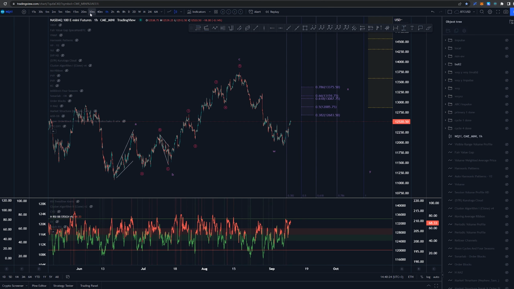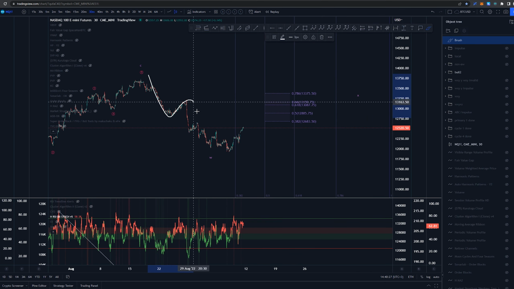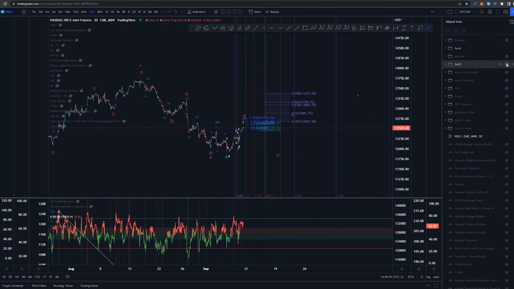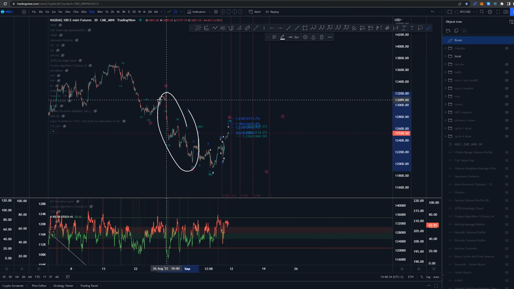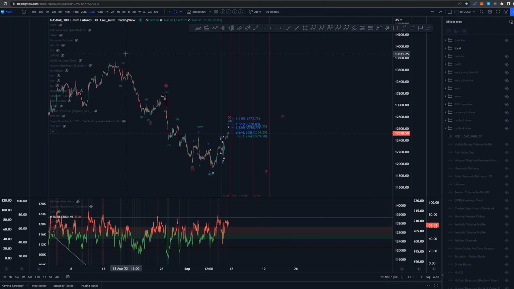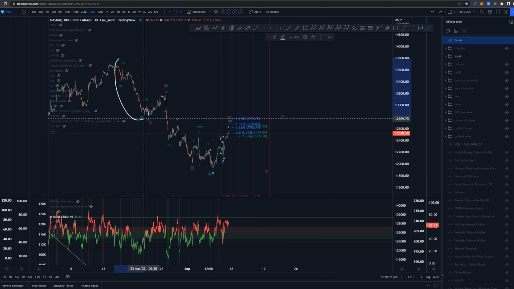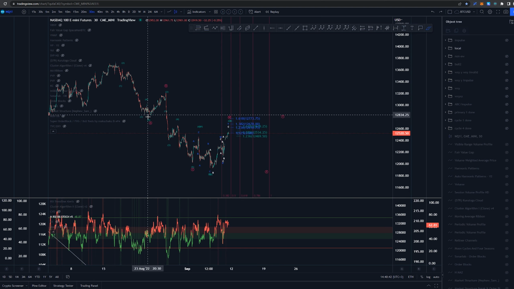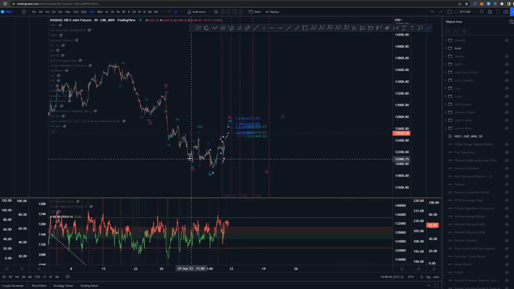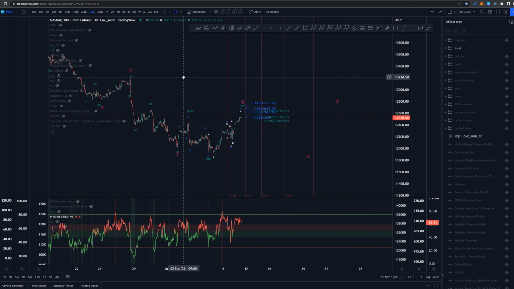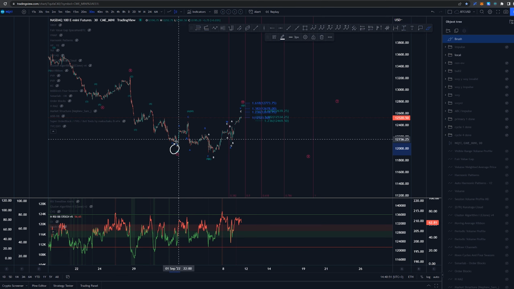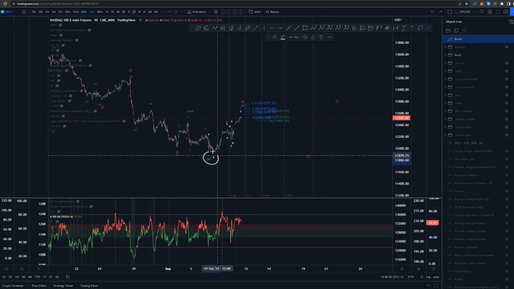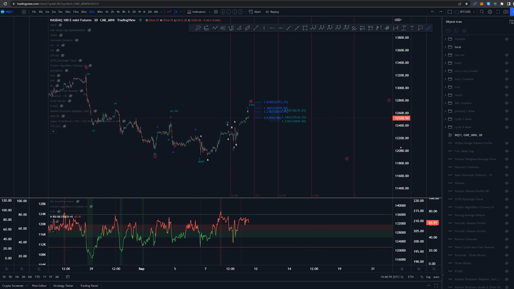If we are looking at this closer, this structure over here, we would have this kind of structure in here. We had this as an ABC. There are multiple ways to label this, but basically just this. This is pretty straightforward for me as a 5-way structure. But yeah, I think the count ended here. We did have these divergences happening in here and it looks pretty good as an end. Then we had a 3-way pullback for a possible A or W wave, a 3-way pullback for B or X, and then a move to the higher side.